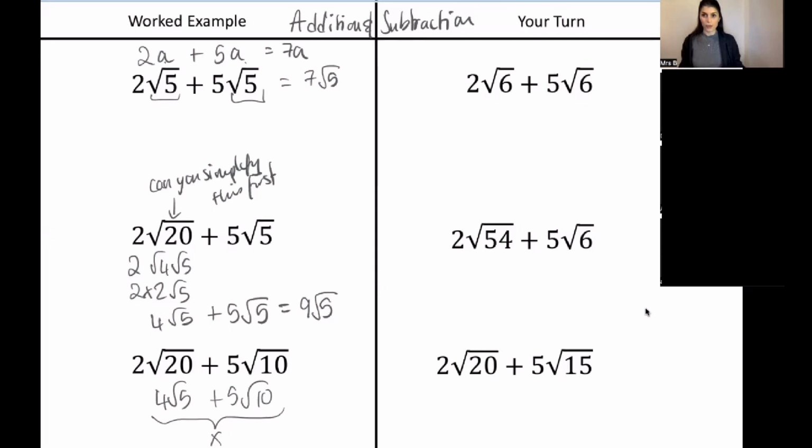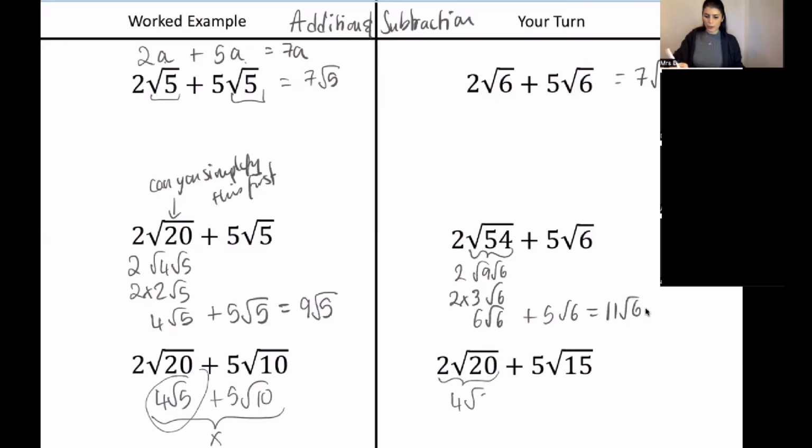Okay, start finishing what you're on. Okay, so the top one, you should have 7 root 6. Perfect. The next one, the root 54, simplifies to root 9 root 6. So you get 2 times 3 root 6. And then you add it to the 5 root 6 to get 11 root 6. And the one at the bottom, 2 root 20, we've done before. So that's 4 root 5 plus 5 root 15. That is as simplified as it goes.